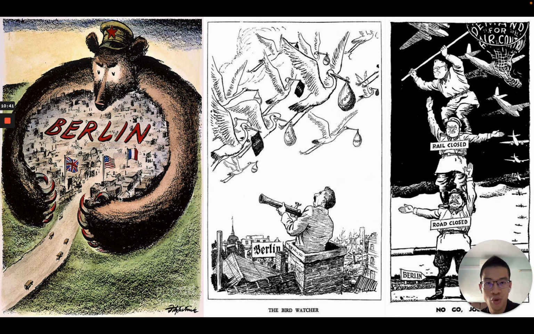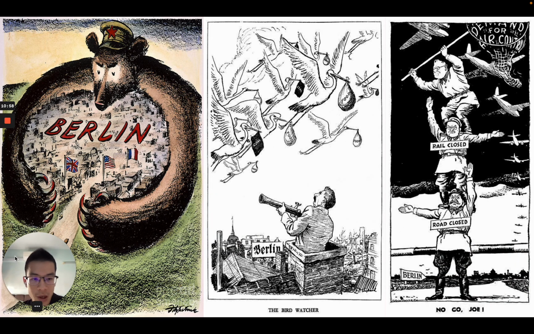If Stalin was going to shoot any of these planes, represented by birds here, shoot them down, it would be considered an act of war. And that would be sufficient for the Allies to come in and wage war against the Soviets. So it was a test. What is Stalin going to do about this? Well, obviously, you can see this picture over here, no-go Joe. Joe here refers to Joseph Stalin. He's doing his best to try and prevent the planes from coming in, but obviously it's failing. Because just because you block off the land access doesn't mean you do anything to the aerial access.